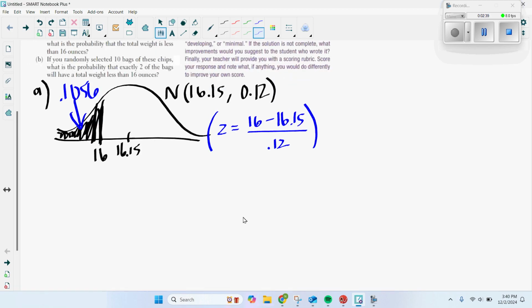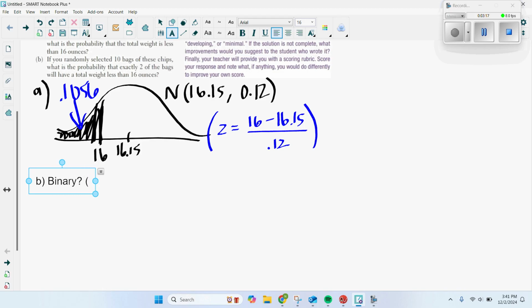Part B says, if you randomly select 10 bags of these chips, what's the probability that at least 2 of the bags will have a total weight less than 16 ounces? First of all, I'm noticing that I have a fixed number of trials here. I'm going to be selecting 10 bags of chips, and I'm looking for exactly 2. So the wording of this is making me feel binomial, and it's probably a binomial PDF situation. But before I actually use a binomial formula or binomial PDF, we must check conditions.